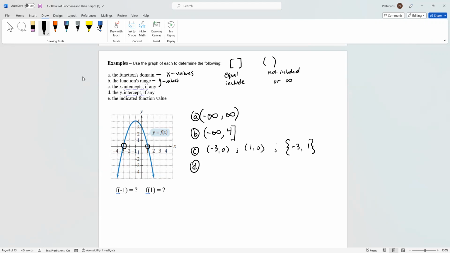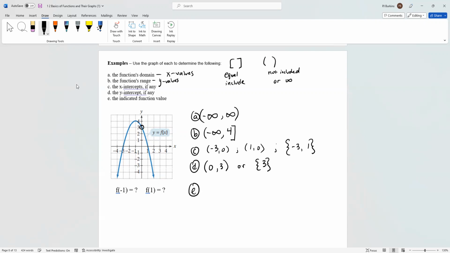Okay. What about the y-intercept? Well, the y-intercept looks like it touches right here at 3. So the ordered pair would be (0, 3). Or if we wanted to do it as a set, it would just be the set containing 3.